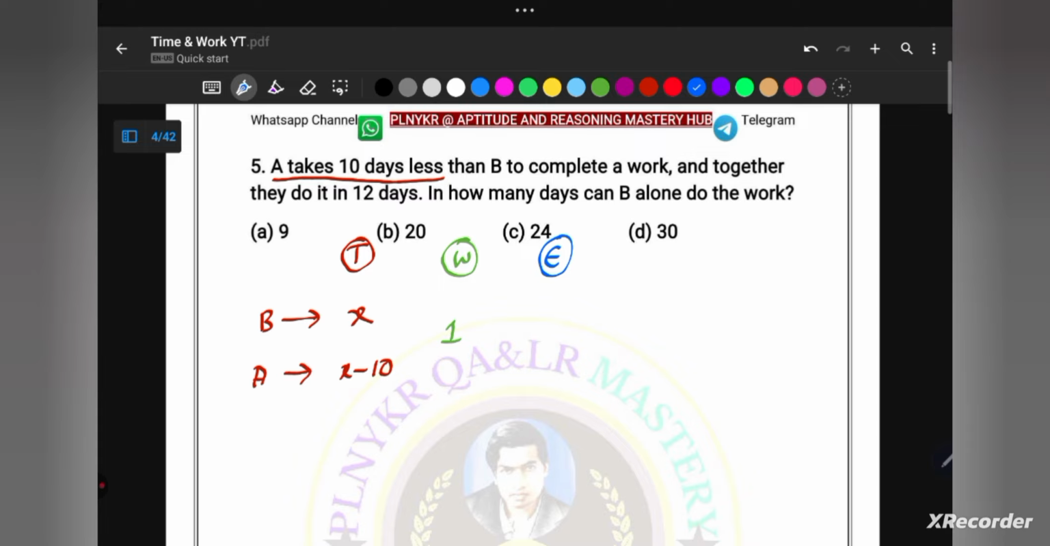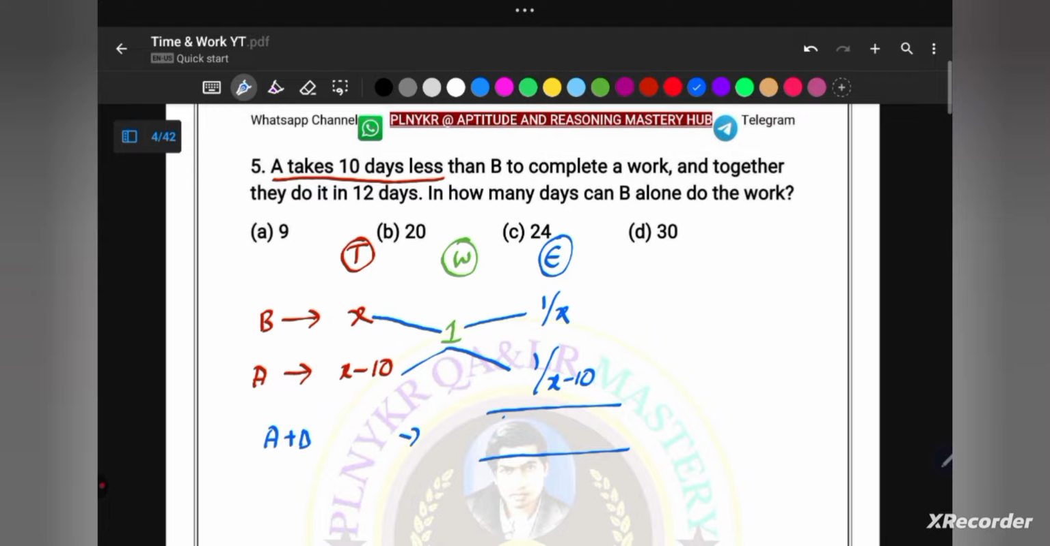We know that efficiency is the ratio of work to the time. So the efficiency of B will be 1 by X, whereas A will be 1 by X minus 10. Now he's asking to find the overall efficiency, that is A and B together. A plus B together will be 1 by X plus 1 by X minus 10.